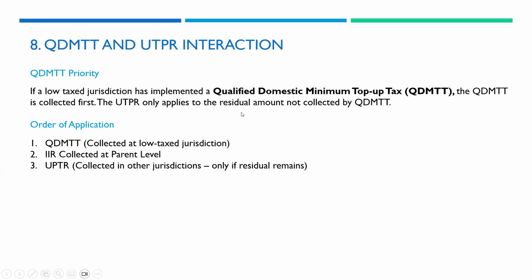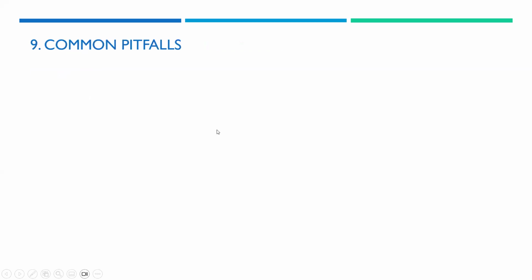So, since the UAE has already implemented a QDMTT, the top-up tax will go first to the UAE, and if the UAE has any residual portion, that is what is used for IIR. And if after IIR there is still a residual portion, that is what would be collected by UTPR. Is it clear how the hierarchy will go for each tax? We'll learn about QDMTT later, but this is just for hierarchy.